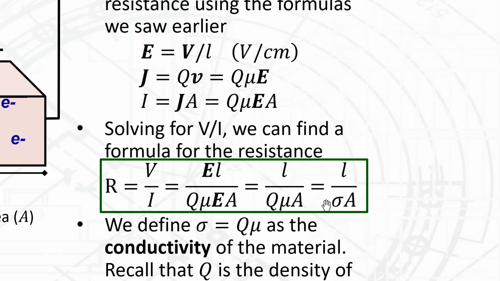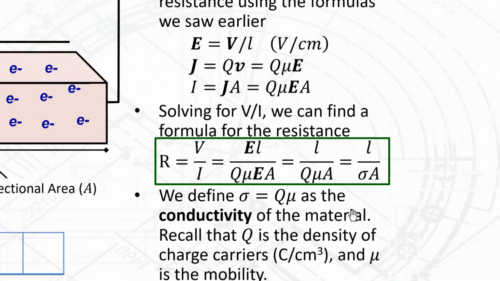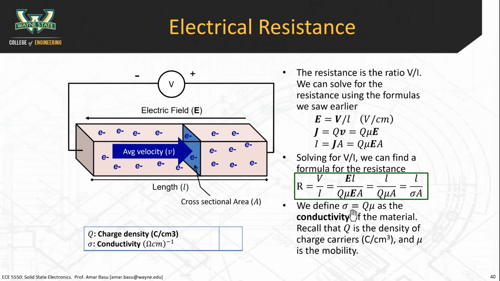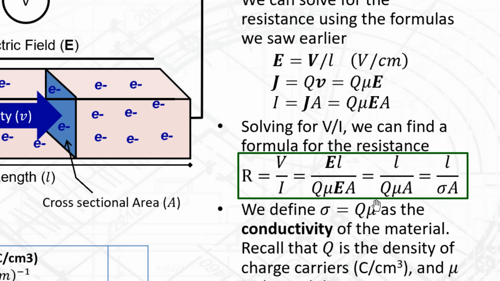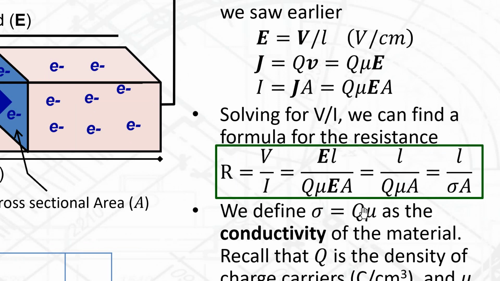So the conductivity, they take Q and mu and put that into a conductivity, so a material property, and the L over A they leave separate because that has to do with the geometry of the material, or the geometry of the resistor. Sorry. So this sigma here is the conductivity of the material, and recall that Q is the density of charge carriers and mu is the mobility. So sigma is equal to Q times mu.